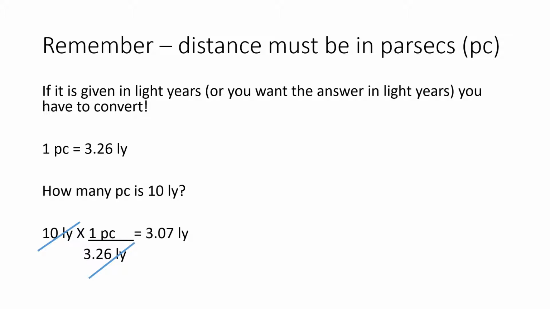Well, we take the 10 light years and we multiply it by the conversion factor. You'll notice that I put the light years on the bottom and the parsecs on the top so that the light years can cancel. So 10 divided by 3.26 is 3.07 parsecs.